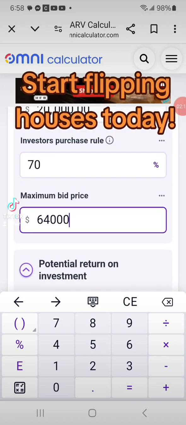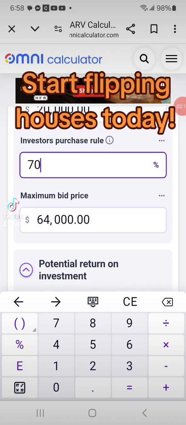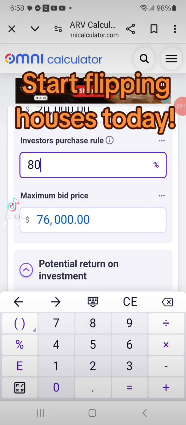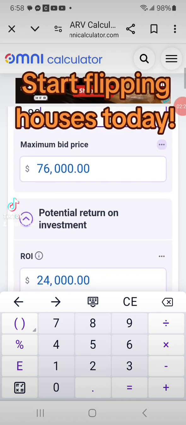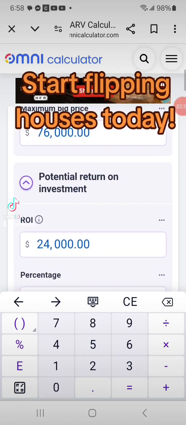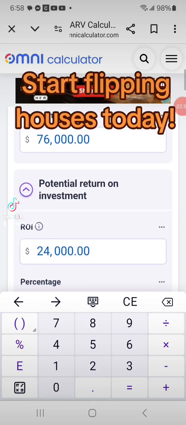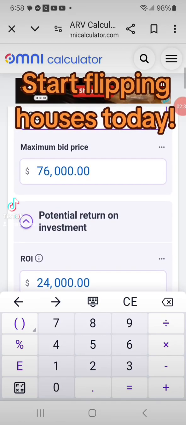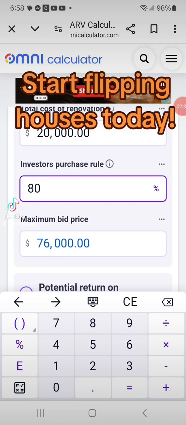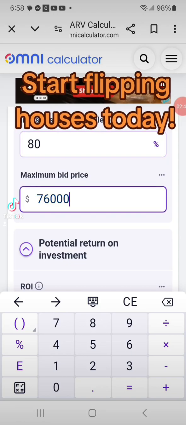And so if the owner says no, I don't think so, that's too little, you say, okay, well, then maybe I can get the house for 80% off. That way I can make at least 20,000 on my flip, which is a 20% return on your investment. And so when you show the person the numbers, they're going to say, well, you're right, you do have to make some money, and hopefully you'll be able to convince that person to sell you the house for $76,000.